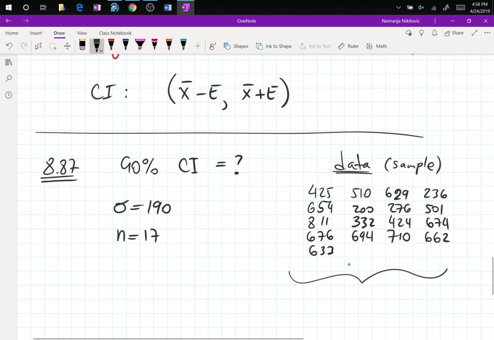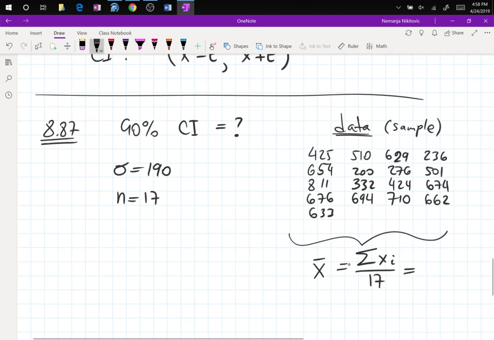So, what's your X bar? X bar is the sum of all values divided by 17. So now you have to add all of this mess and divide, and that is going to give us X bar, which is the piece of information that we need to do our other stuff. So now I got 532.18.